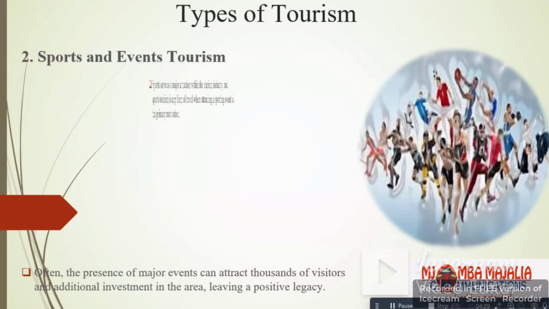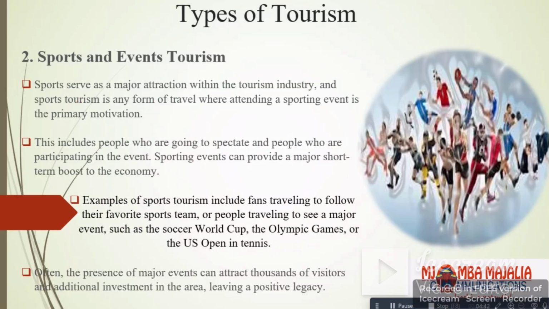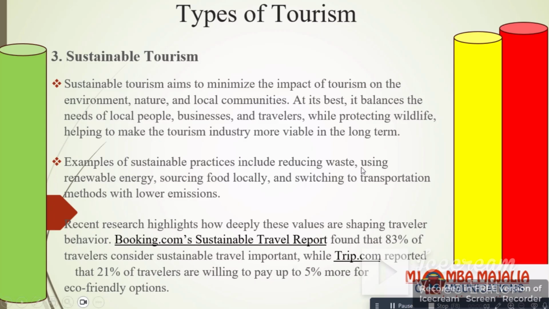Sports and events tourism. The marathons, for example, make a lot of money. Chicago Marathon, you have people coming for football and so on. That makes quite a lot of money in terms of tourism, and it brings a lot of people. Then the sustainable tourism aims to minimize the impact of tourism on the environment, nature, and local communities. At its best, it balances the needs of local people, businesses, and travelers while protecting wildlife, helping to make tourism more viable. That's another type of tourism where you actually minimize your imprint on the land.